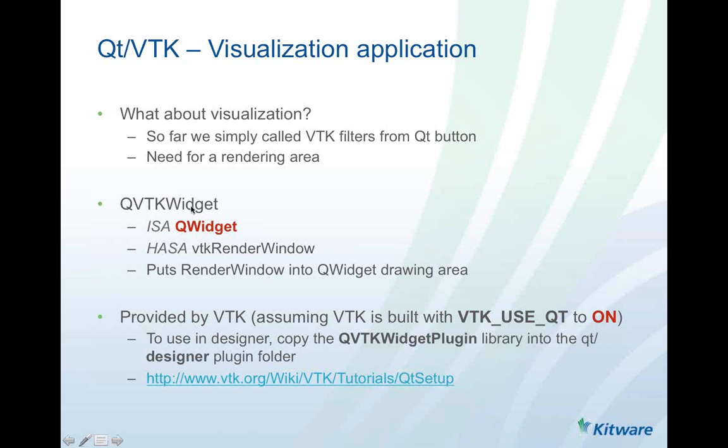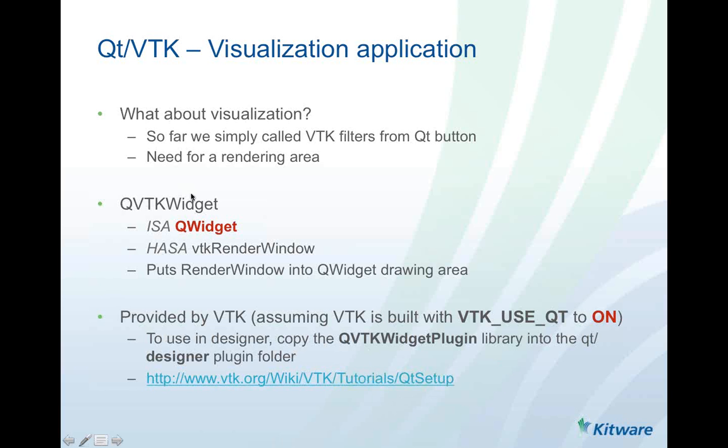So what we need is really a rendering area, and the solution that we recommend is called QVTK widget. QVTK widget is part of VTK, assuming that you've built VTK with the VTK use Qt flag set to on. Once you do that, when you compile VTK, it will create a QVTK widget plugin shared library, which you can copy into your Qt installation to make this QVTK widget show up just like any other of the buttons in Designer that you might have. If you get stuck, you can go to this website, which has some recommendations about how to set up VTK and Qt properly to have this.